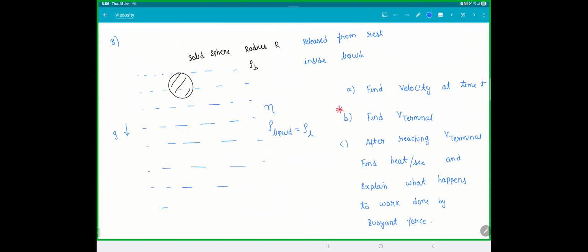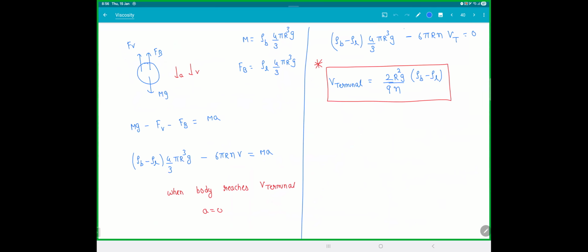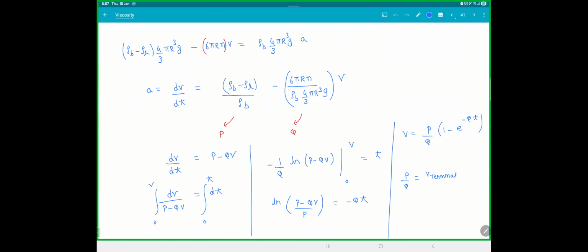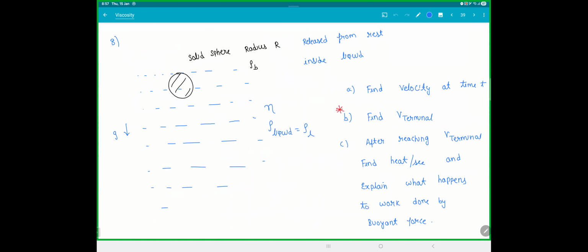Then what is asked? After reaching v terminal, find the heat produced per second and what happens to the work done by buoyant force. That's a good thing to think about. After reaching v terminal, what happens to the heat produced and what happens to the work done by buoyant force? Think, take a minute. Just have a look at this. I'll be back in a minute.